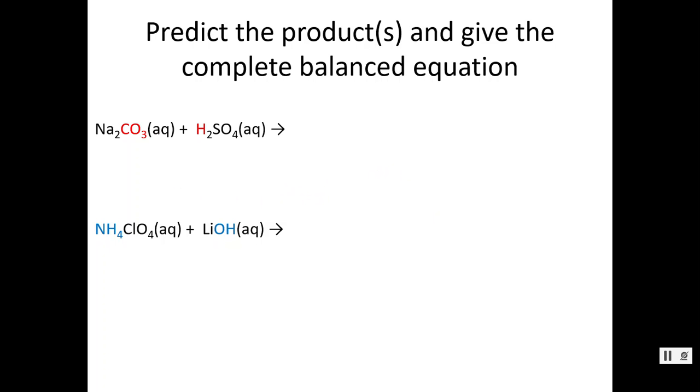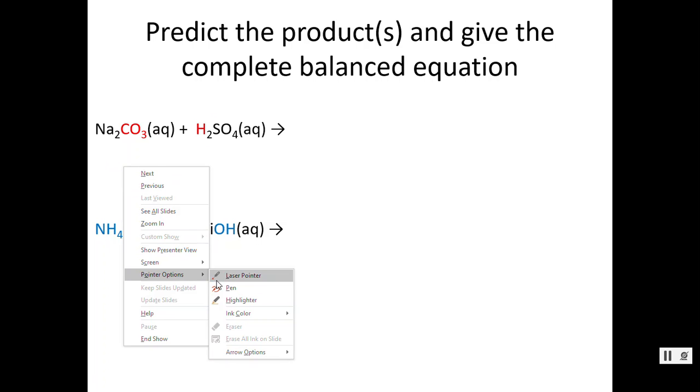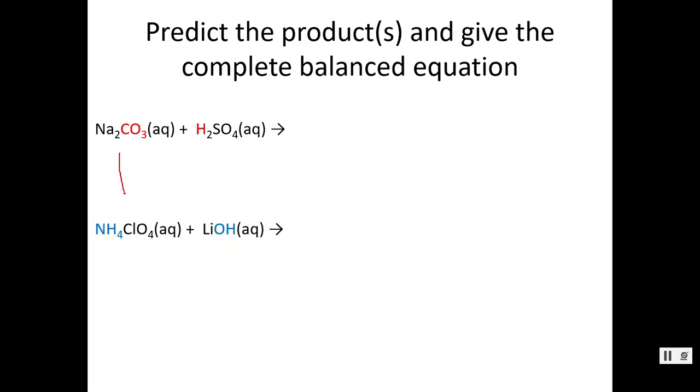examples. In this first one, I have sodium carbonate, aqueous, reacting with sulfuric acid. And then in predicting the products, let me get my little pen here again. In predicting the products, I'm going to do my little crisscross, and I see that my cation is sodium, my anion is carbonate, my cation for the sulfuric acid is H+, my anion is sulfate, SO4 -2.